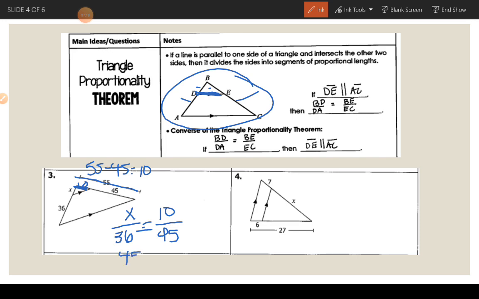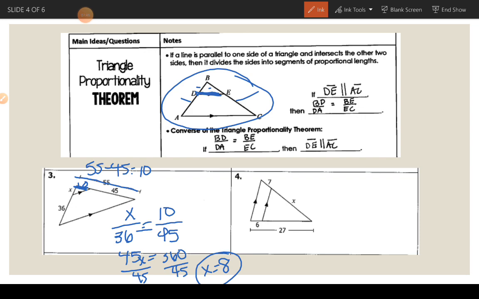Cross multiply, 45x is equal to 360. Divide by 45, and I get 8.